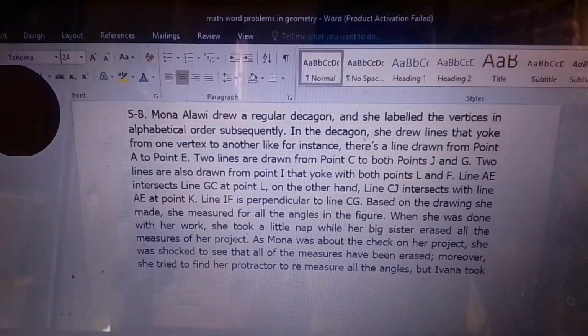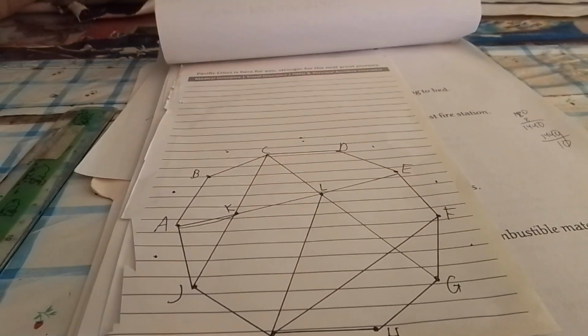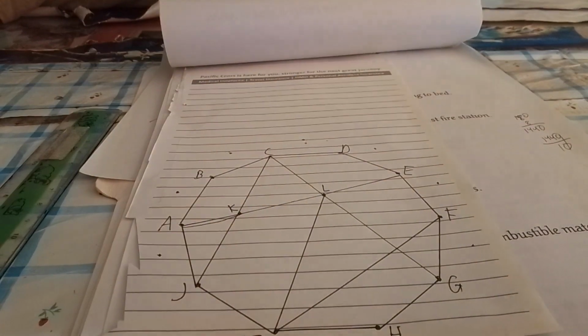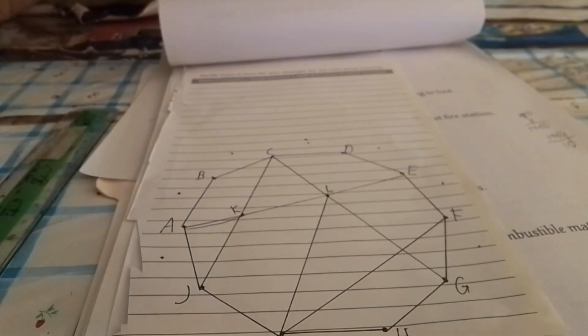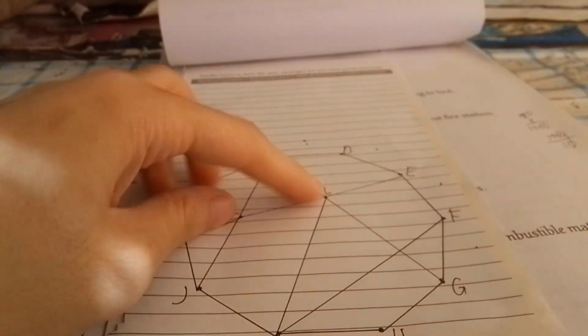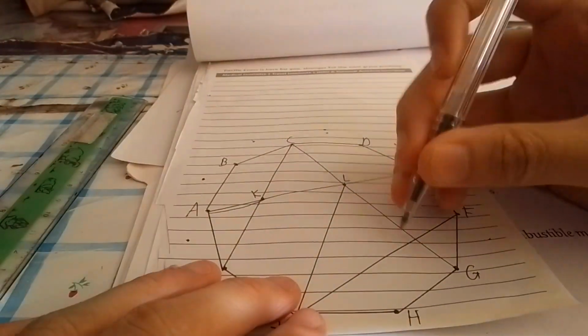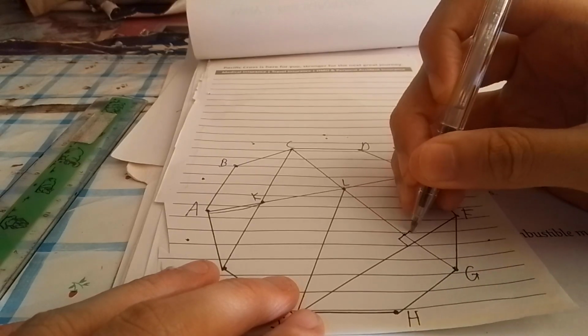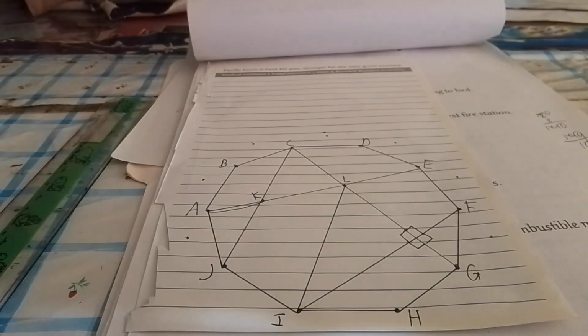Line IF is perpendicular to line GC. Ayan, dito siya. Where is line IF again? Dito natatagpuan. It is perpendicular with line CG. When we say perpendicular, ibig sabihin 90 degrees. So, ito yun. Everything's all perpendicular. Every angle is 90 degrees. So, it should look like this.